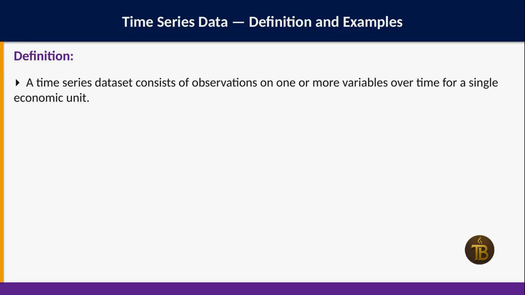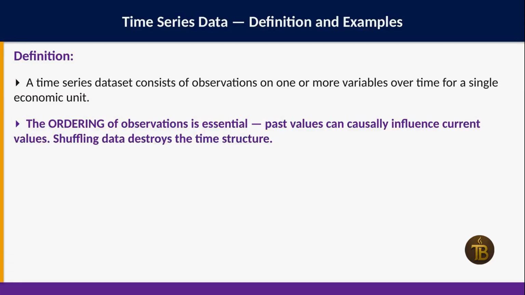Now, let's turn to time series data and look at how it's defined. A time series dataset consists of observations on one or more variables, tracked over time for a single economic unit. Here, ordering is absolutely essential. Past values can genuinely cause or influence current ones. If you shuffle a time series, you would destroy the very structure that makes it useful.